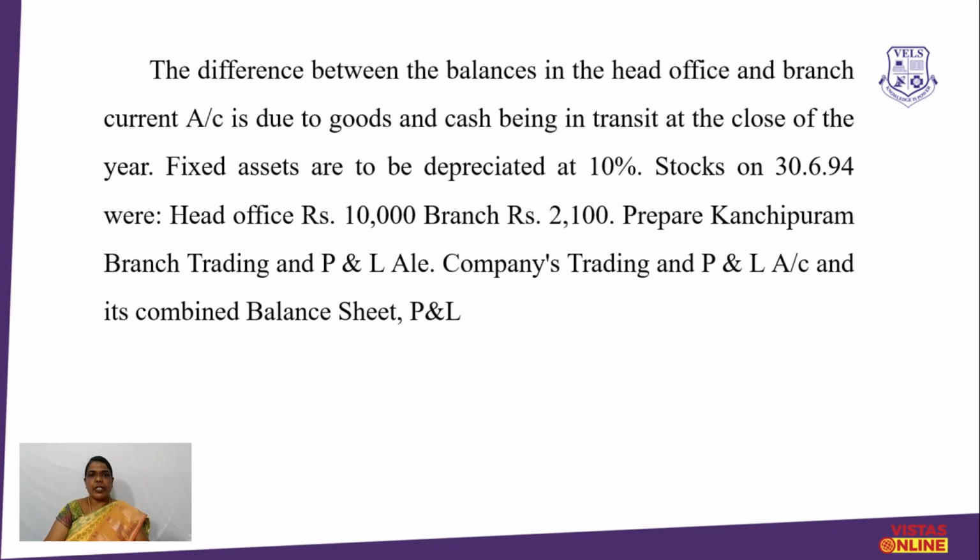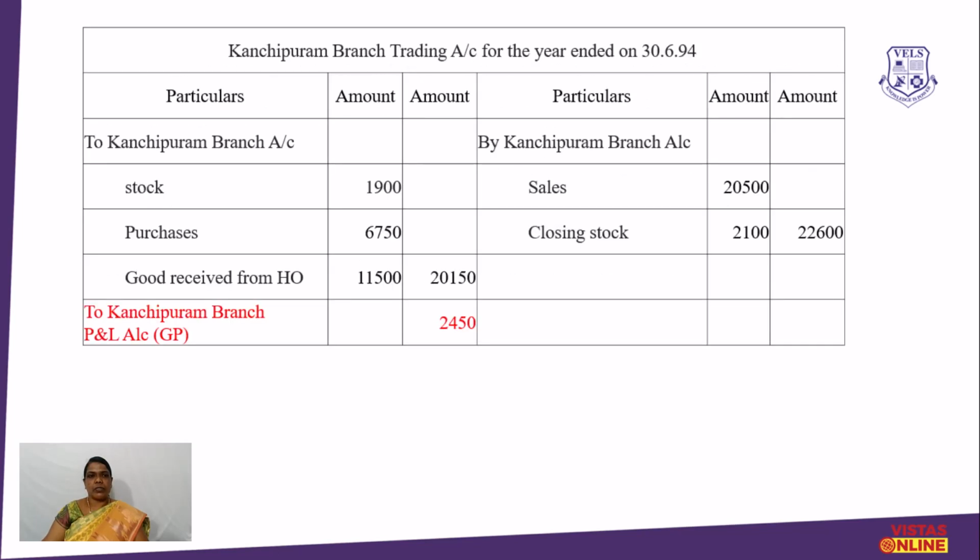The difference between the balances in the head office and branch current account is due to goods and cash being in transit at the close of the year. Fixed assets are to be depreciated at 10%. Stocks on 30/6/1994: head office 10,000, branch 2,100. Prepare Kanchipuram branch trading and profit and loss account, then the company's trading and profit and loss account, and the combined balance sheet and profit and loss account.